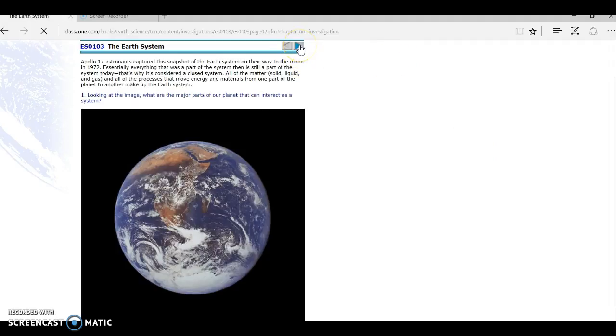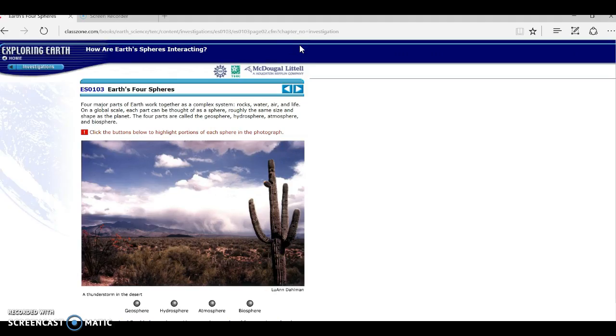So if you've already watched the videos, you know that the four spheres are the geosphere, the hydrosphere, the atmosphere, and the biosphere. You can see this nice little picture of a desert climate. I'm going to click the geosphere, and you can see that the geosphere is the rock, the soil. It's also the elements that have been deposited. So gold and copper and those other things. Diamonds aren't elements, but they would be considered part of the geosphere, even though they're not an element in themselves.